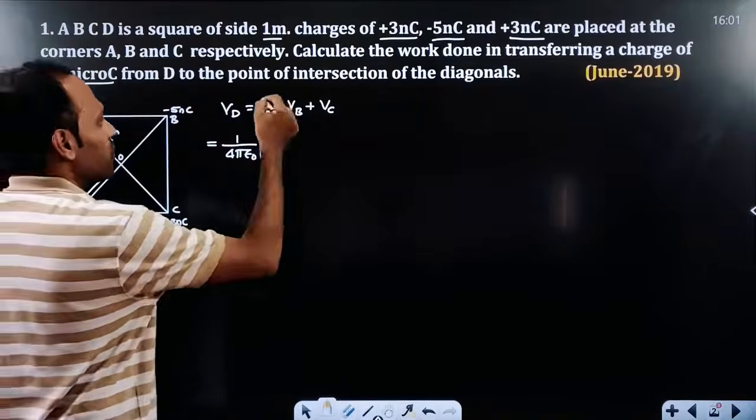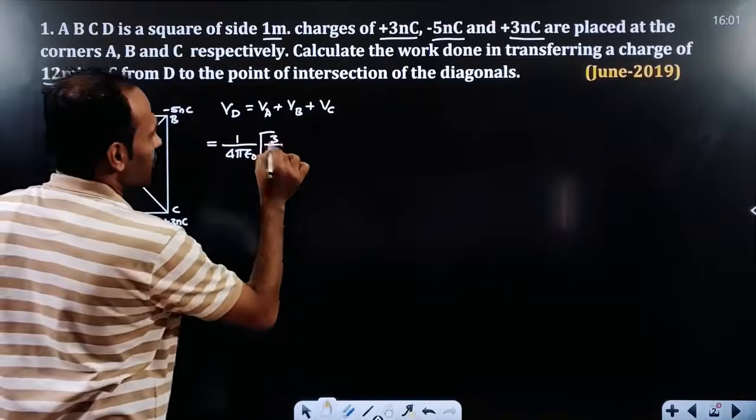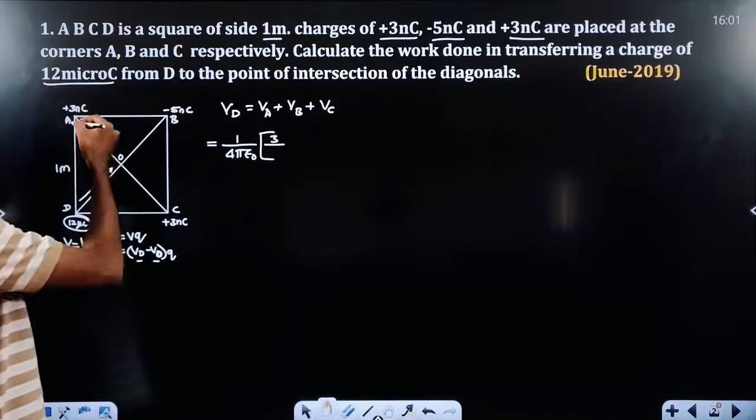So next, potential at point A. What is the potential at point A? 3 nanocoulomb divided by what is the distance of that charge from point D.